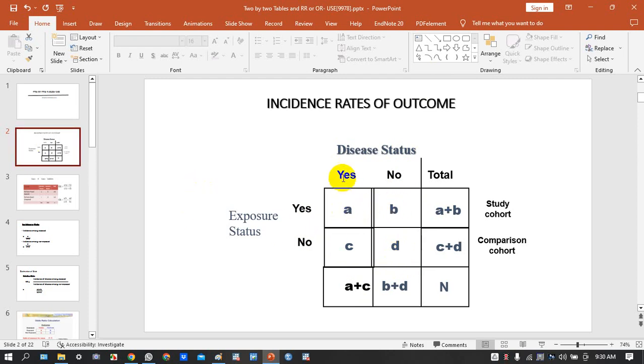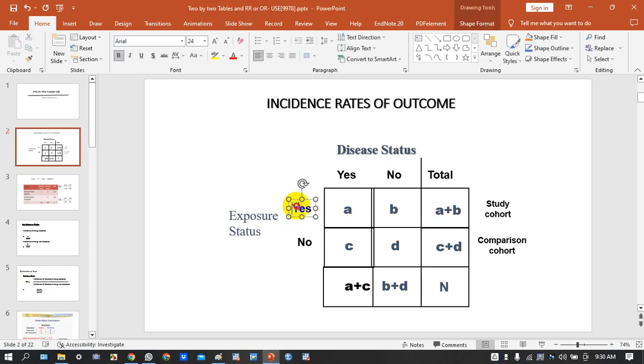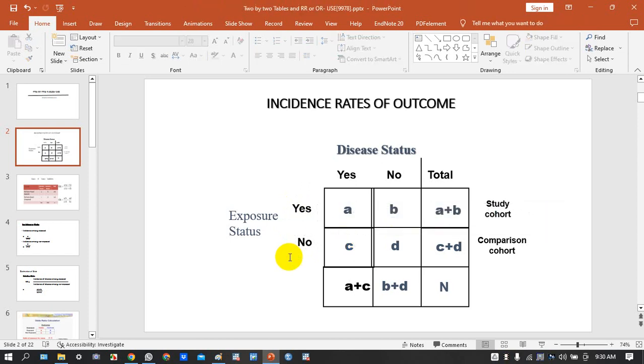So, disease status. Those having the disease we attribute with yes, and those not having the disease, we say no. Those who are exposed to the risk factors that cause the disease, yes, and those who are not exposed, no. So we have the disease status as the columns, with the exposure, yes, and no non-exposed, here as the rows. So the study cohort is the first row, and the comparison cohort is the second row.